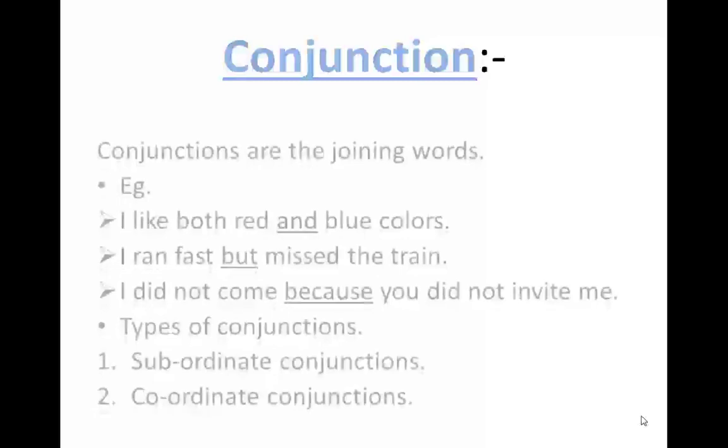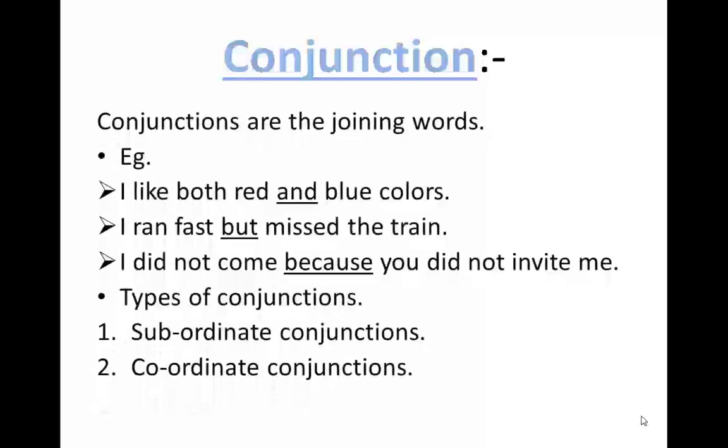Conjunction. Conjunctions are the joining words. For example, I like both red and blue colors. I ran fast but missed the train. I did not come because you did not invite me.